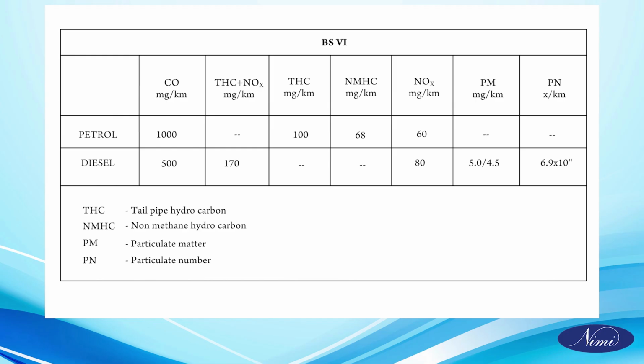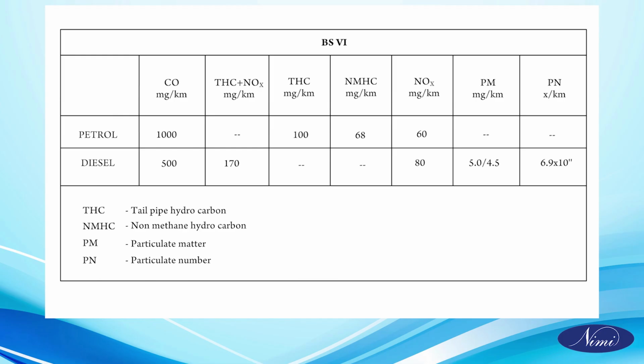Petrol PM, milligram per kilometer. Petrol PN, number per kilometer. Diesel CO, mg per kilometer: 500. Diesel THC plus NOx, milligram per kilometer: 170. Diesel THC, milligram per kilometer.